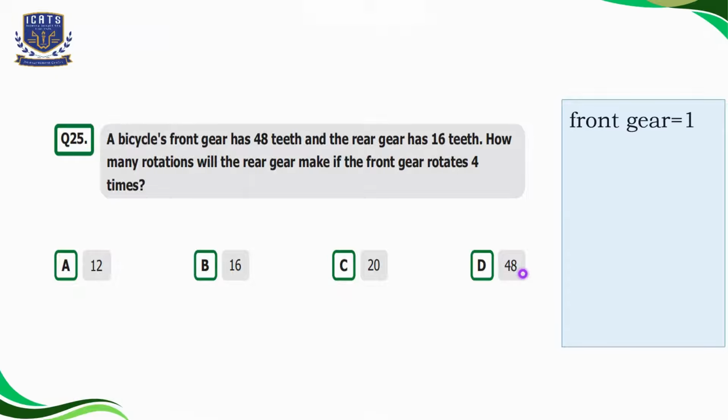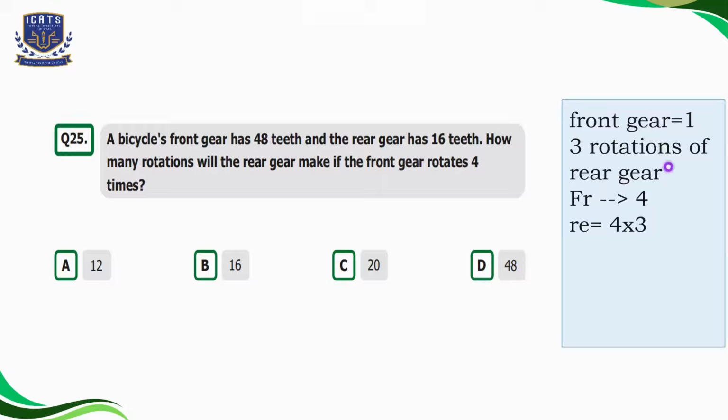According to the given information, when the front gear moves 1 time, it takes 3 rotations of the rear gear. It means that the rear gear makes 3 times more rotations than the front gear. So here, if the front gear rotates 4 times, to find out the rear gear rotations, we will multiply 4 by 3, which is equal to 12. We can say that the rear gear will move 12 times when the front gear rotates 4 times. So option A is the correct option.